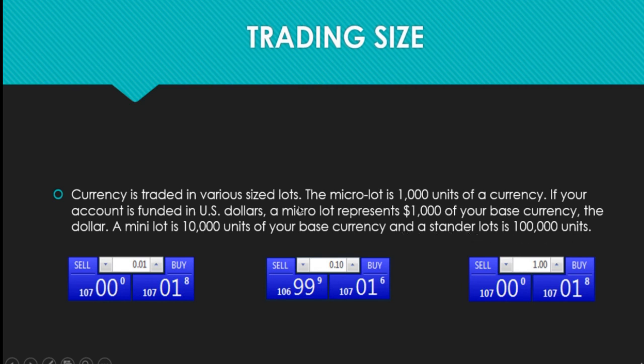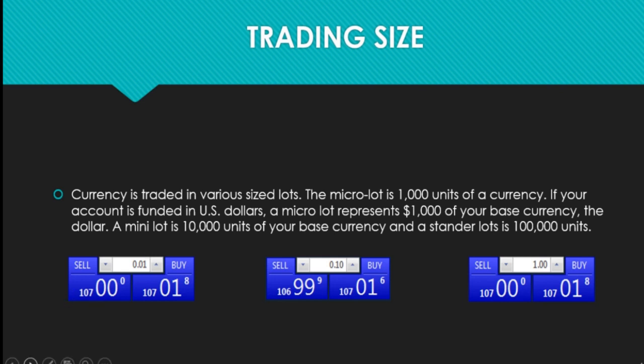And here in the pictures you see 0.01 is a micro lot, 0.10 is a mini lot, and 1 is a standard lot. I think the picture is very easy here. You don't need to be focused on those things.